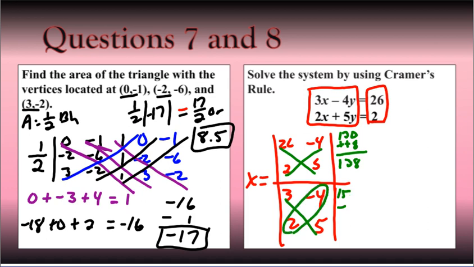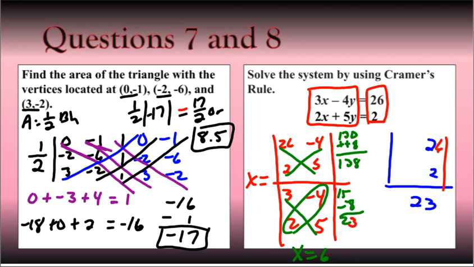Here I got 15 minus negative 8, which really means I'm adding 8, which is 23. 138 divided by 23 gives us 6. So x would equal 6. Then I have to do it again. But since I already know the bottom, I know the bottom is 23. I need to find the determinant on top. So now I have 26 over here and 2 here because I'm solving for y. Over here, the x column stays the same, 3, 2.